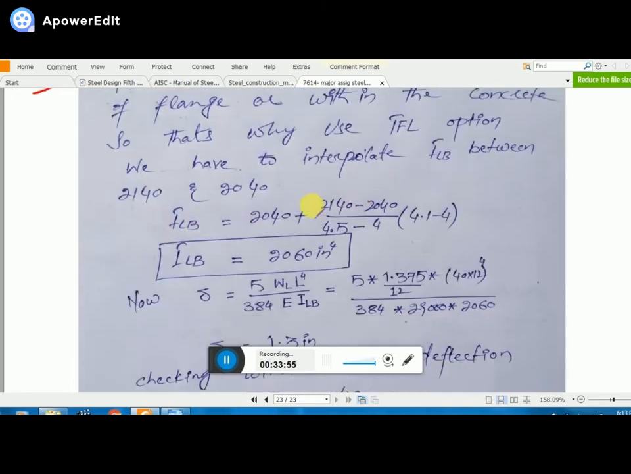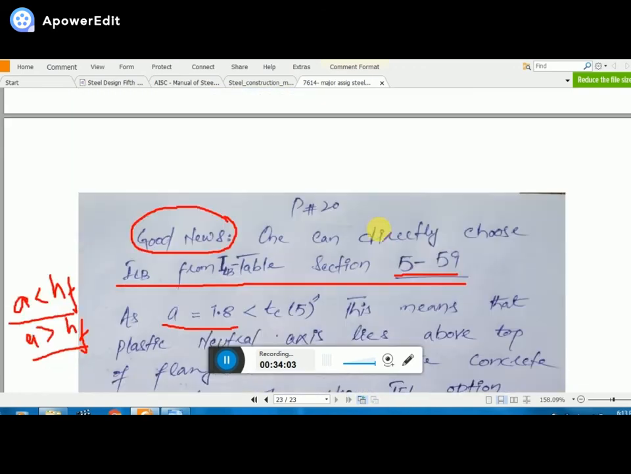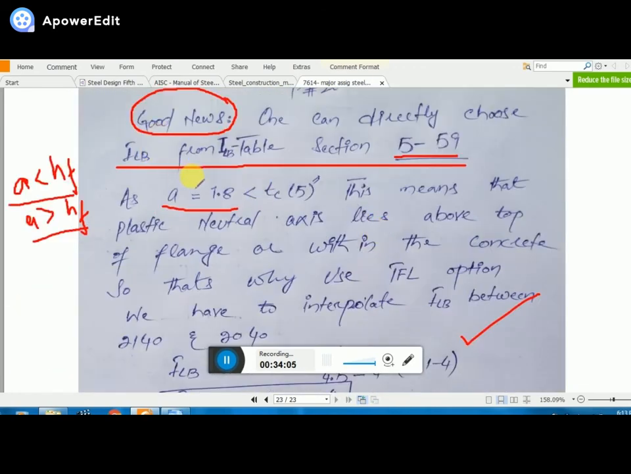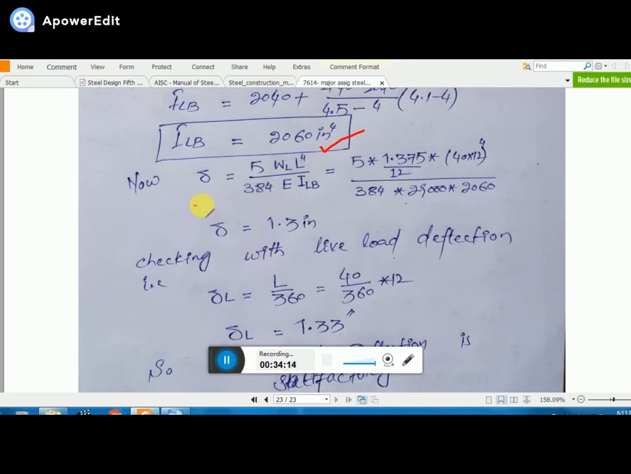So that's why you see here I use the interpolation equation and I got 2060. So this is the procedure for how we can calculate the lower bound moment of inertia, and after that we did the calculation for the deflection. You see here, they insert all the values.